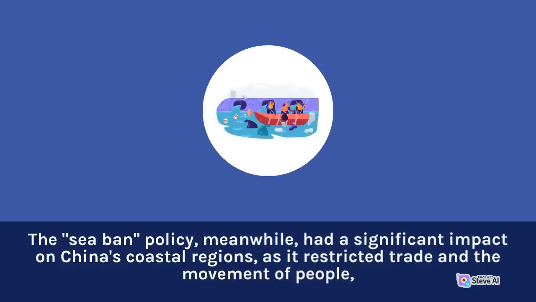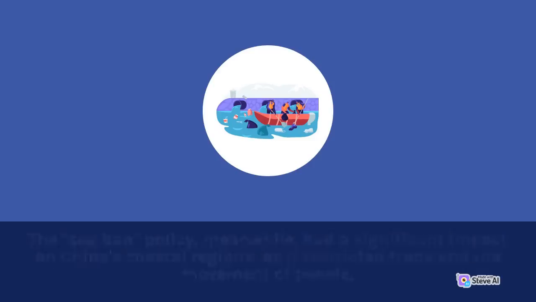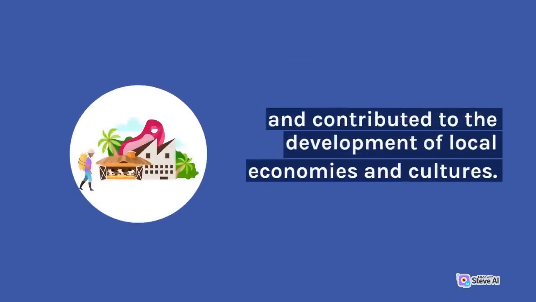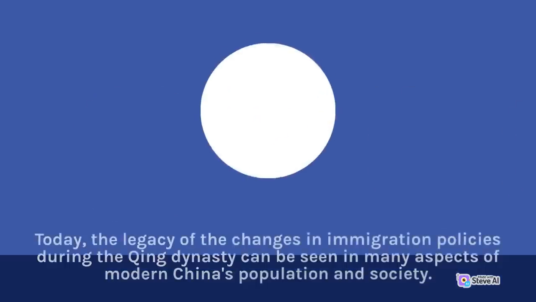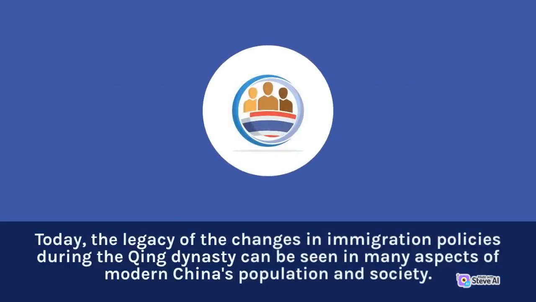The sea ban policy, meanwhile, had a significant impact on China's coastal regions, as it restricted trade and the movement of people, and contributed to the development of local economies and cultures. Today, the legacy of the changes in immigration policies during the Qing Dynasty can be seen in many aspects of modern China's population and society.